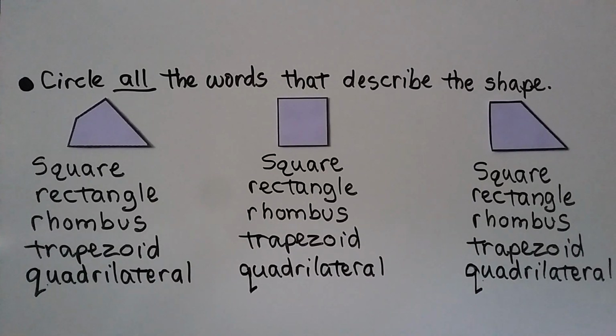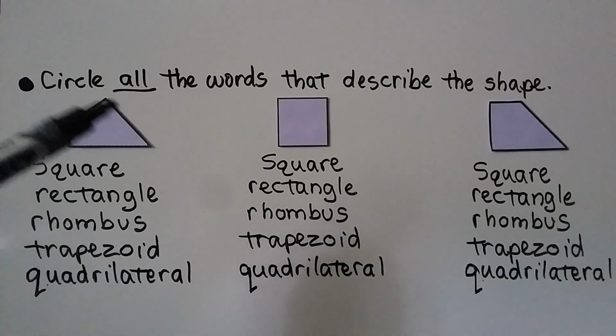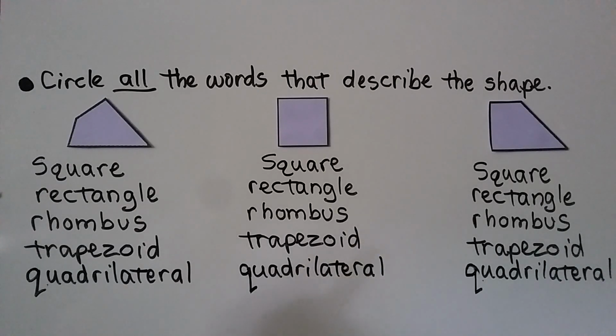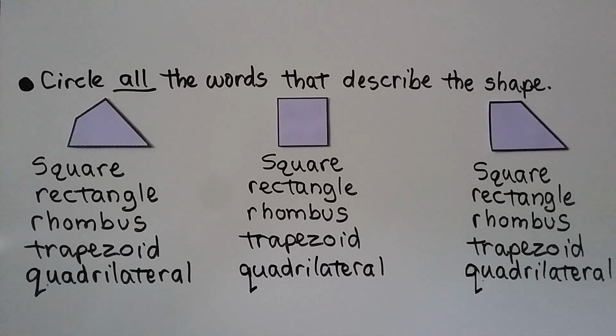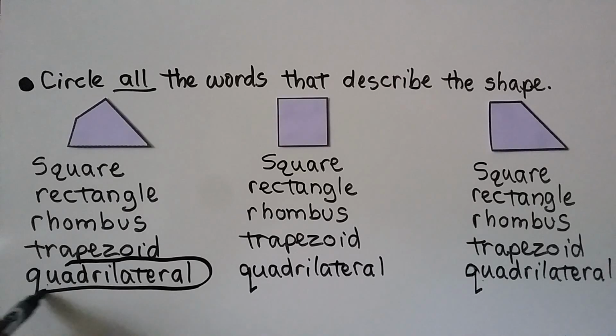Now let's try doing these. We're going to circle all the words that describe the shape. So that's not a square, and it's not a rectangle, and it's not a rhombus, and it's not a trapezoid. It doesn't have parallel sides. It doesn't have any right angles, but it is a quadrilateral. Look, it's got 1, 2, 3, 4 sides and 4 angles. So it is a quadrilateral.